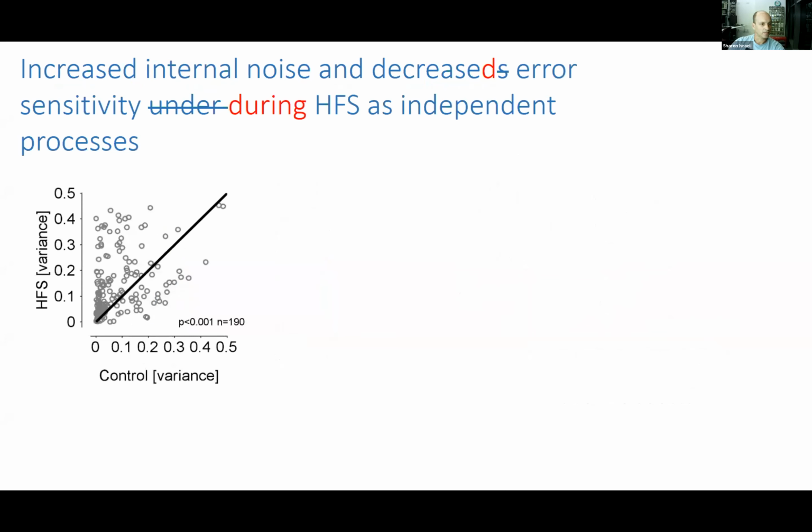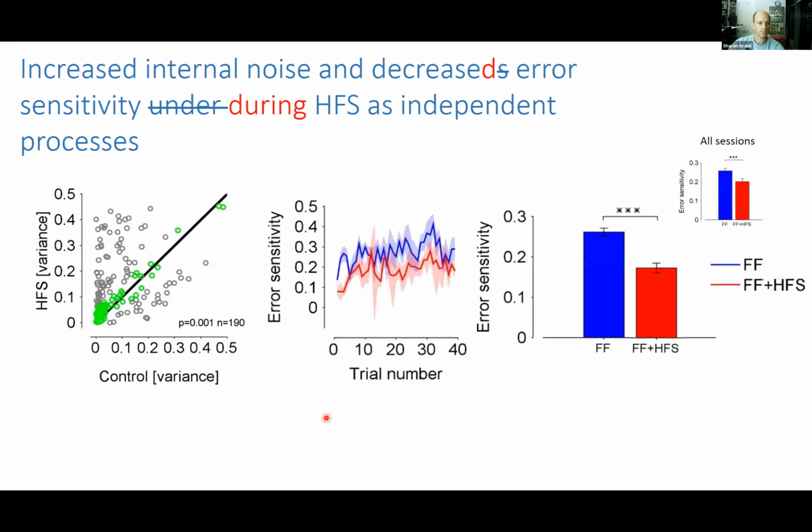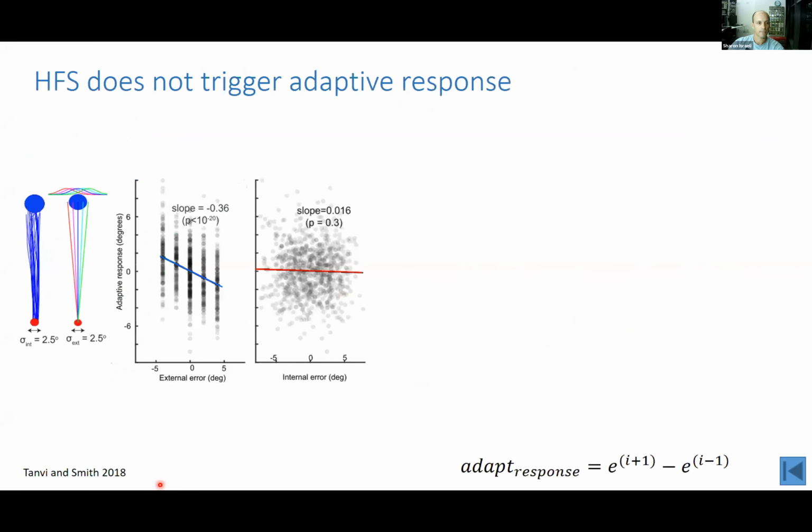To answer this, from all sessions, we chose only those with a similar amount of noise, and recomputed error sensitivity. We found that HFS significantly decreases the error sensitivity, even when the noise level between control and HFS trials is matched. These results might suggest that the motor noise we measured is independent of the error sensitivity.